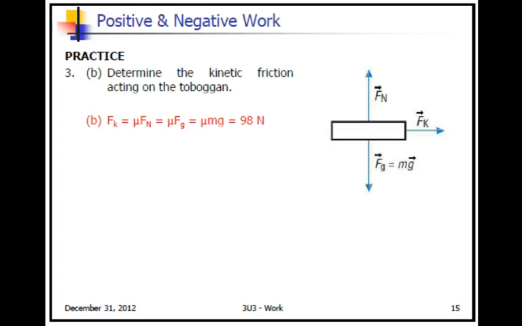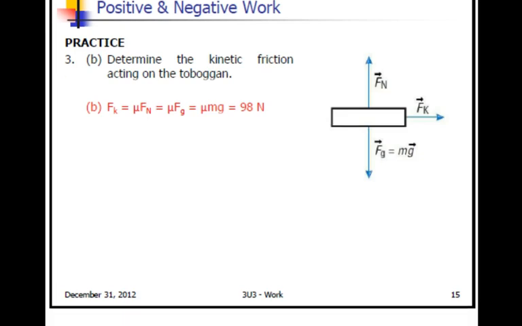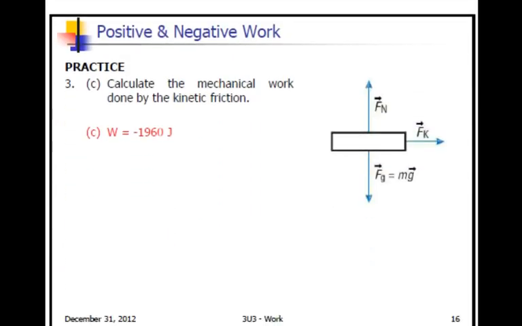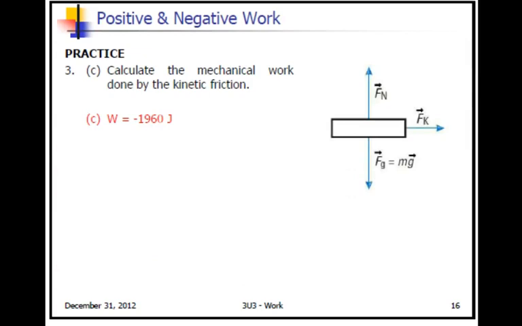So we have a 98 Newton force opposing motion, and we're asked to find what is the mechanical work done by the friction. Well, work equals force times distance. So we have the force of 98.